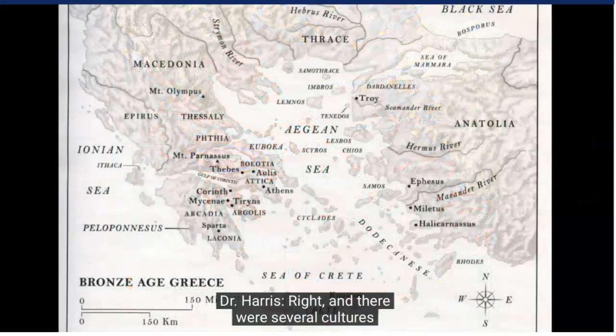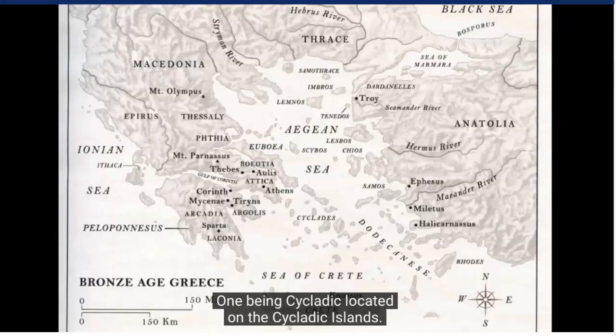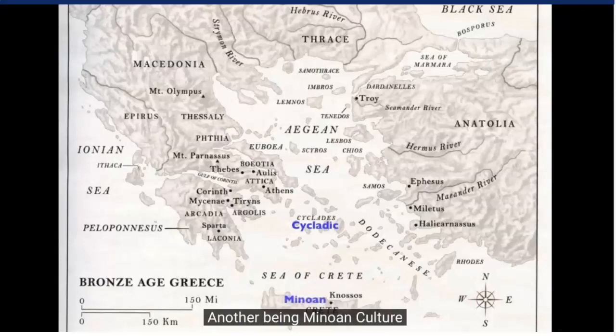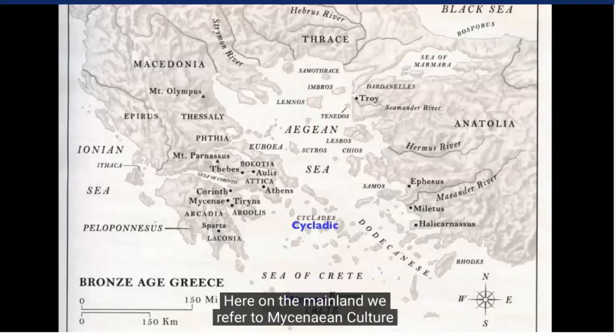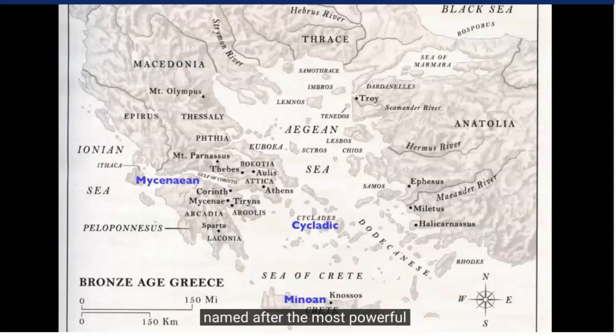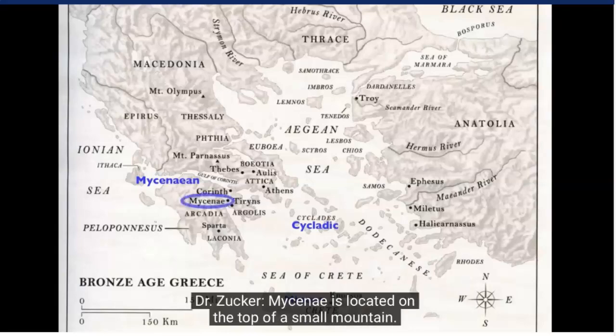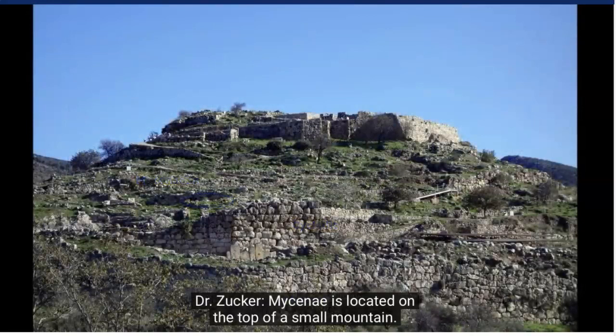Right, and there were several cultures that thrived in this area during this Bronze Age period, one being Cycladic, located on the Cycladic Islands, another being Minoan culture, which was on the island of Crete. So here on the mainland, we refer to Mycenaean culture, named after the most powerful of the Mycenaean city-states, and that was Mycenae. Now, Mycenae is located on the top of a small mountain.